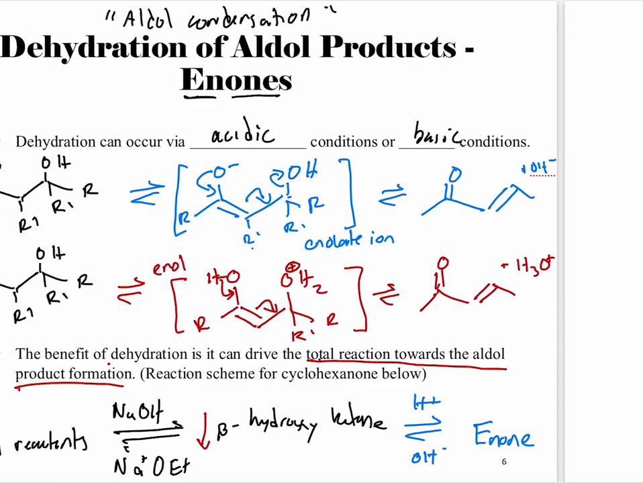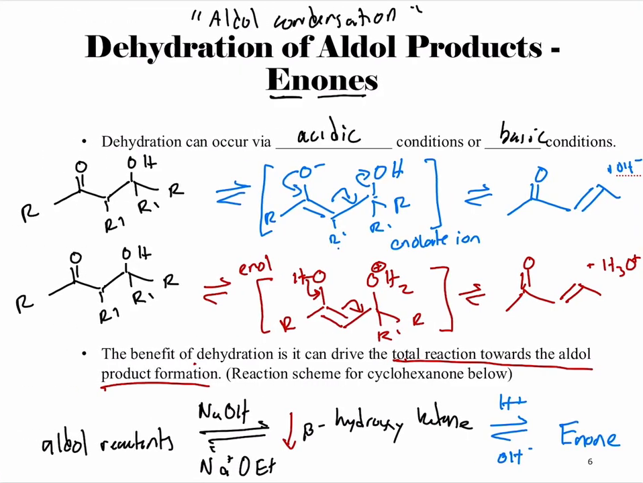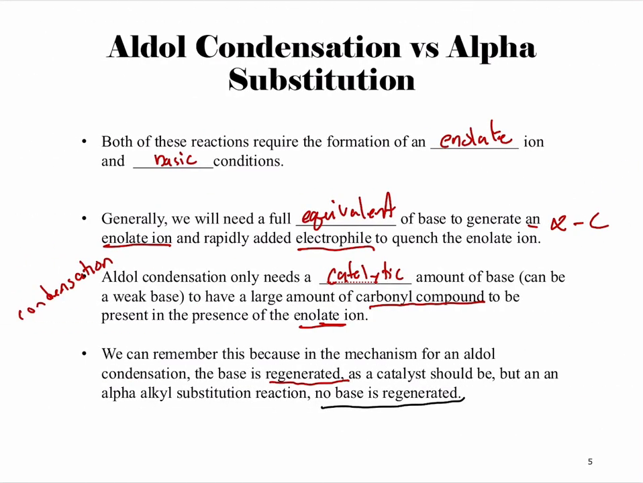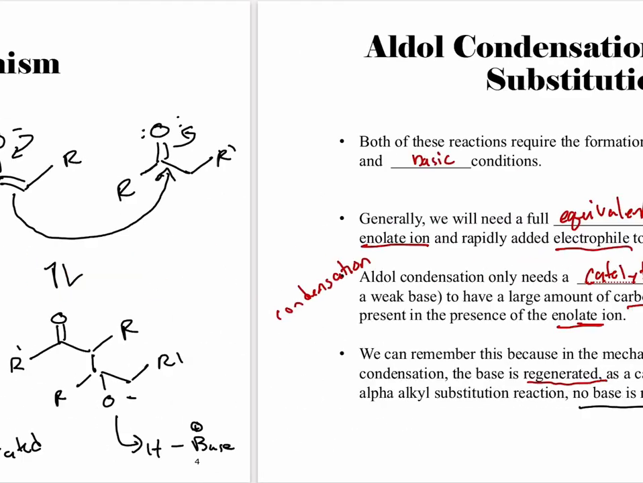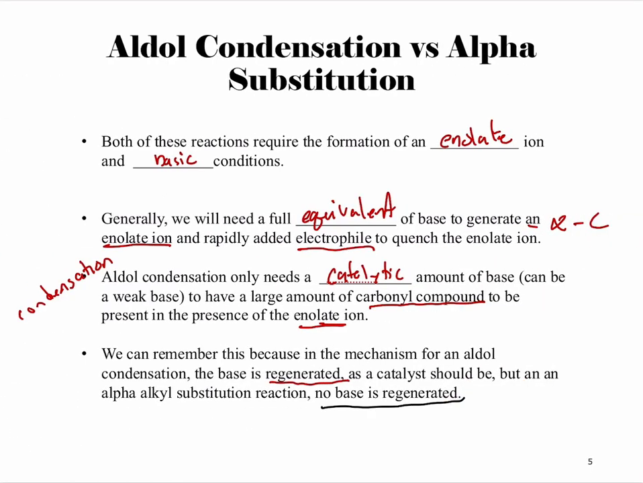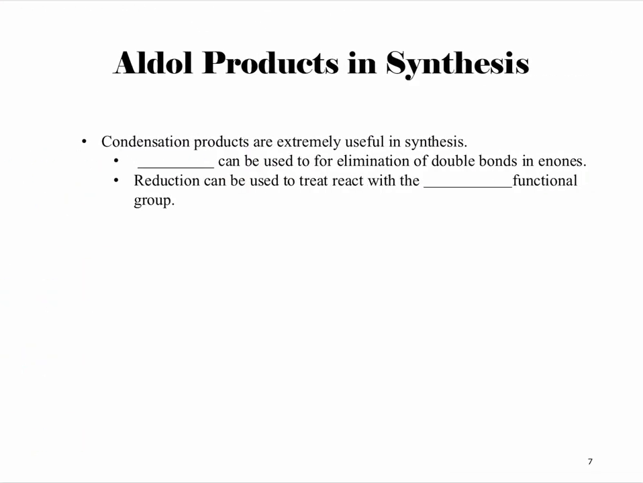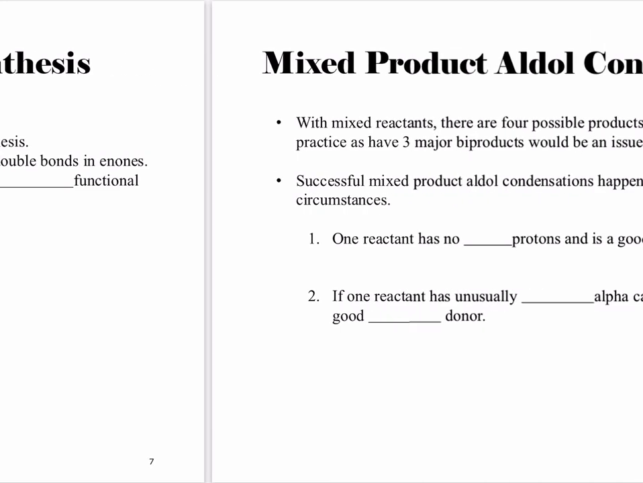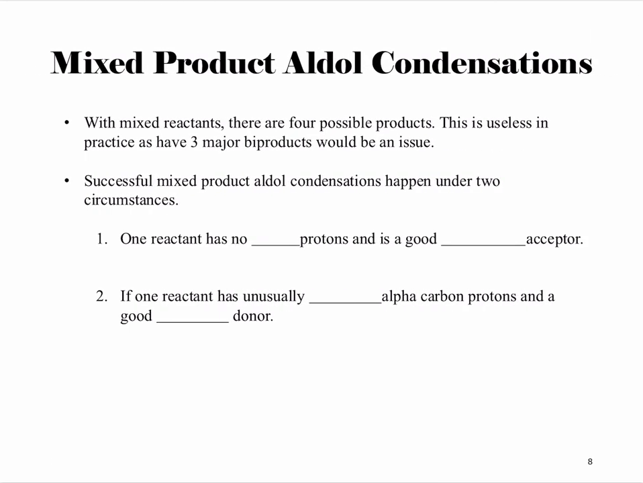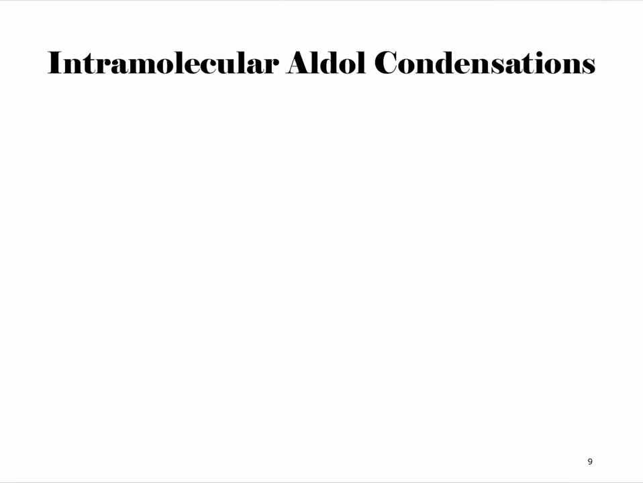Okay, so that'll be it for today's lecture on the dehydration of aldol products, the general mechanism for the aldol reaction, and also how we know if we get aldol condensation versus alpha substitution. So next time we're going to talk about a little bit of synthesis with aldol products, and then also mixed product aldol condensation, which is what you guys did in your lab, and then intermolecular or intramolecular aldol condensation.